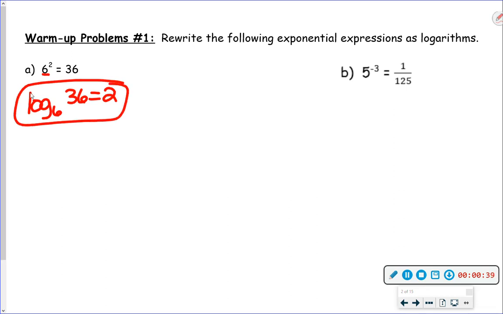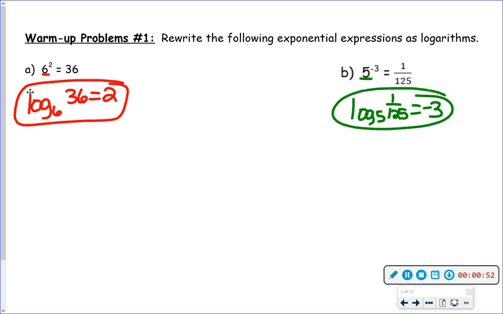Just rewrite them today. Same thing on this. Log. Our base is 5, of argument 1 over 125. And, of course, we equal the exponent. So just reviewing how to convert, nothing too wild or crazy there.